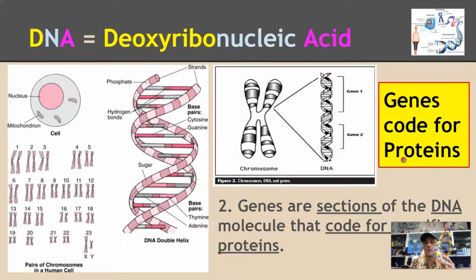Here's what you need to remember and memorize. Genes code for proteins. Memorize this. Say it out loud with me. Four words. Genes code for proteins. That's what a gene does. A gene is a code for a protein. It is a section of the DNA that is the code for one specific protein.